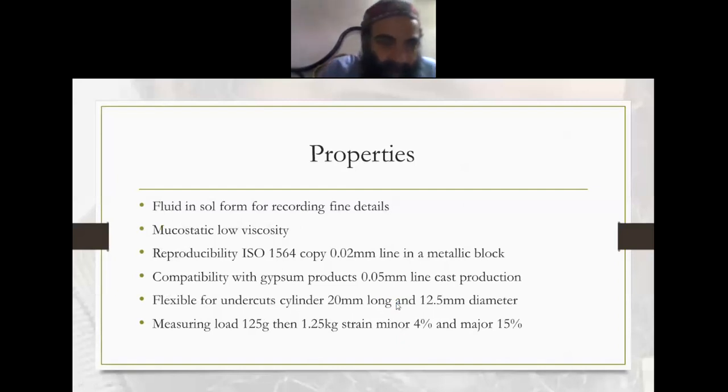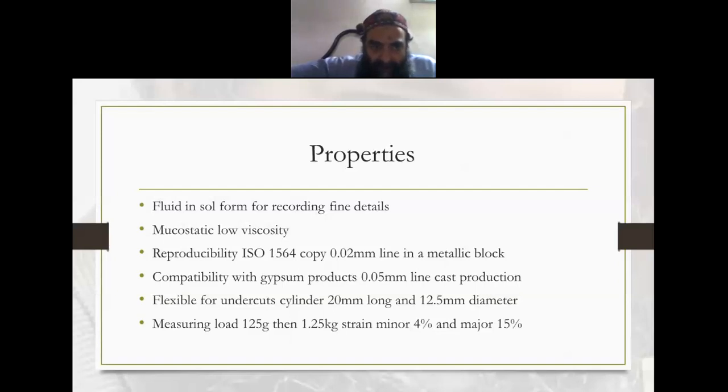Now, the properties. It is fluid in sol form, used for recording fine details, as we have described in impression plaster. Now, it is again mucostatic. Why? Because of its low viscosity.